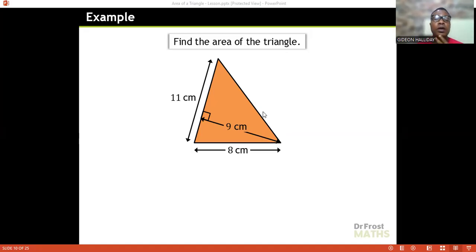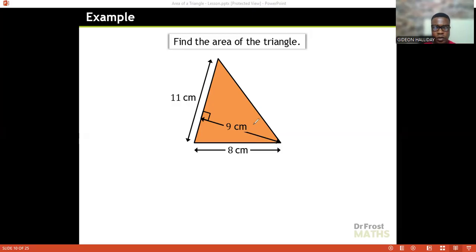Now, let's see some problems around solving area of triangles, right? Some of the problems you might see in exam questions. So, first is trying to discover which one is the height and which one is the base. Now, for this, what do you think? Can you guess which is the height and which is the base?